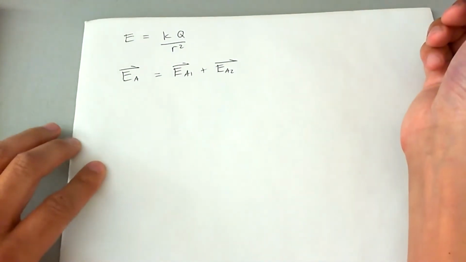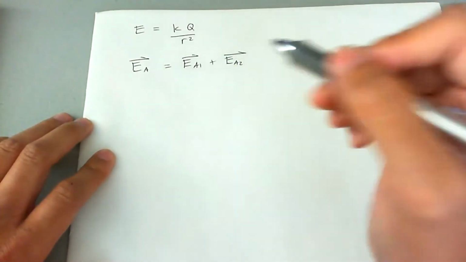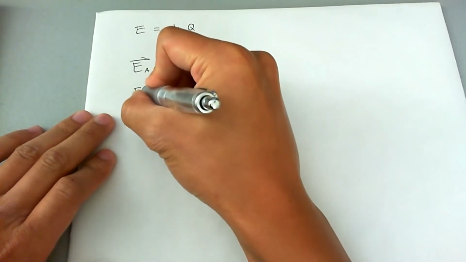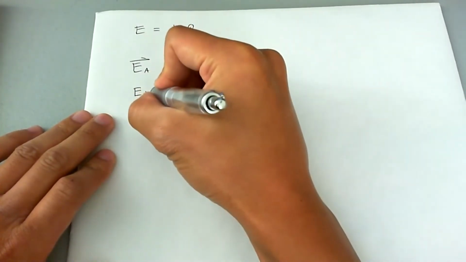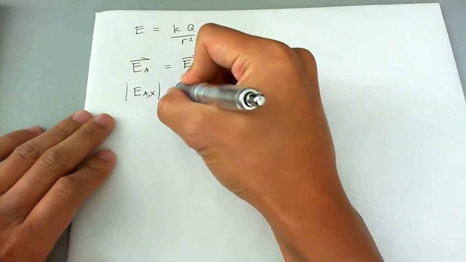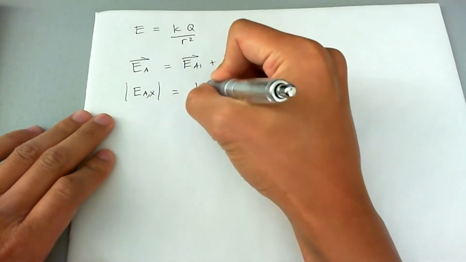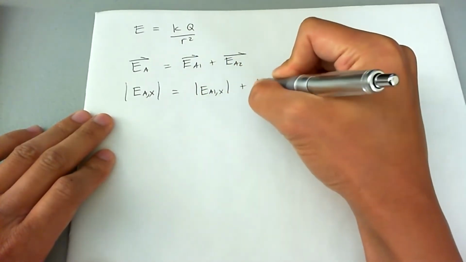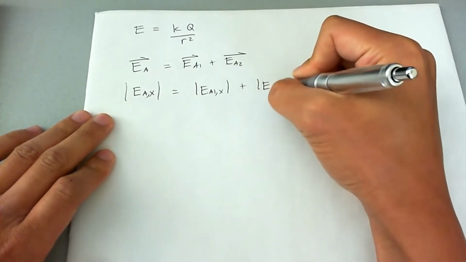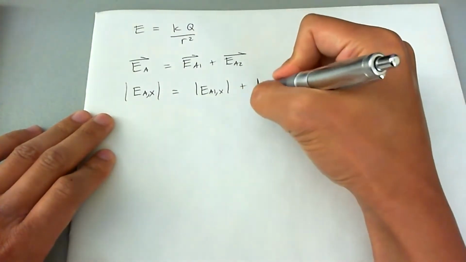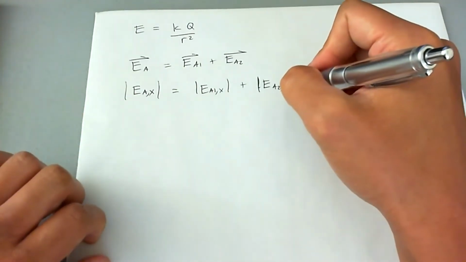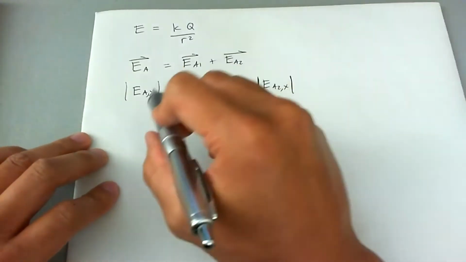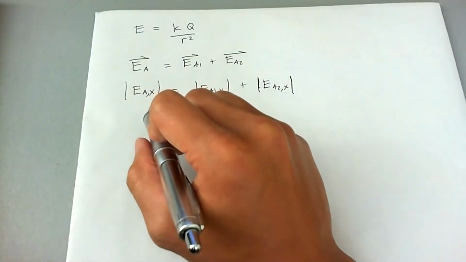Again, because this is a two-dimensional problem, let's break it up into X and Y components. So we're going to go ahead and say the electric field at point A in the X direction is equal to the electric field at A due to 1 in the X direction, plus the electric field at A due to 2 in the X direction. And again, we use the absolute value signs because we want to have complete control over the sign of the electric field at point A.